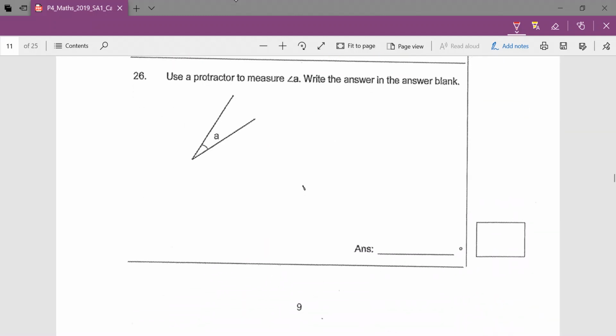Use a protractor to measure A. For this one you will have to use the actual protractor to measure, that I can't really show on the diagram now. The answer is 25.